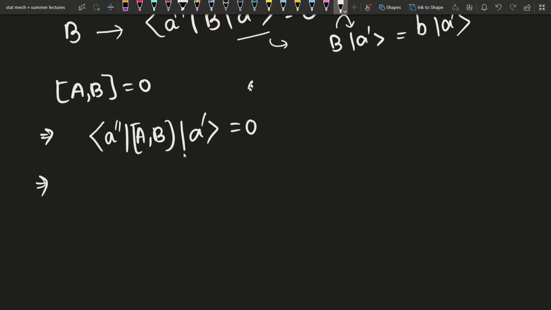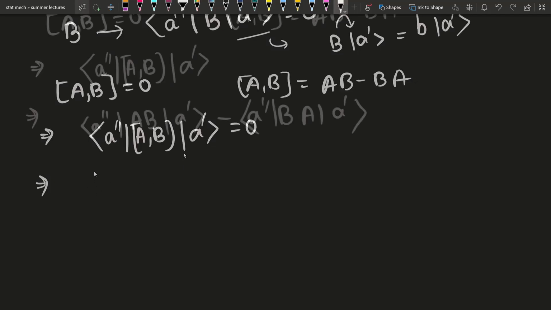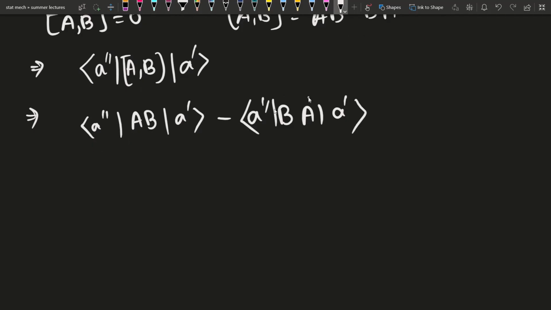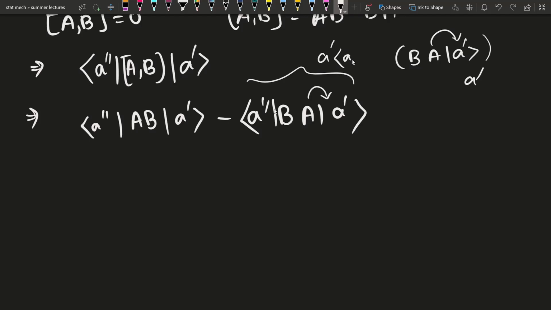And if we apply the property, A comma B, its commutation, is nothing but AB minus BA, right? So now we actually have to prove this. A dash operating on this means A first operates on this, and then B operates on that. So A will operate on this eigenket and give the A dash eigenvalue, then this part will give A dash, and then A double dash, B, and A dash, like this.